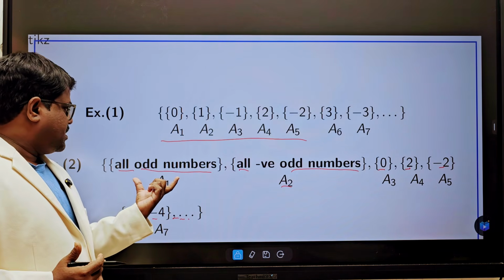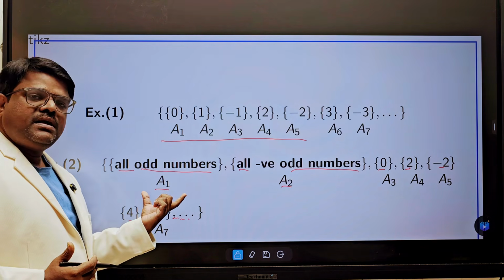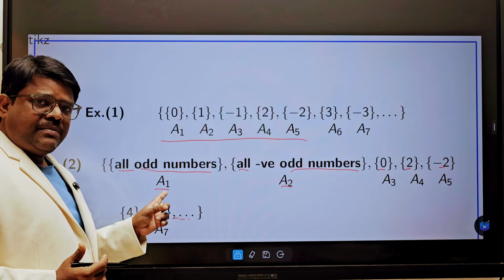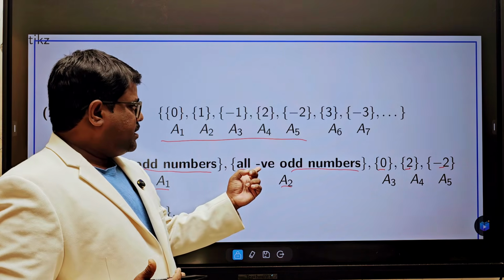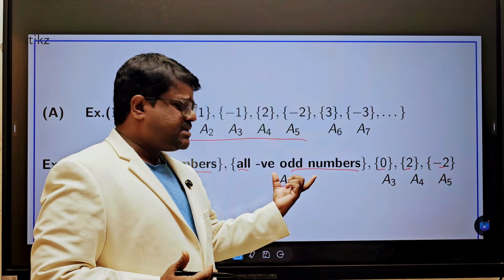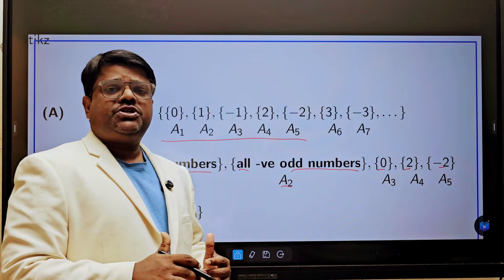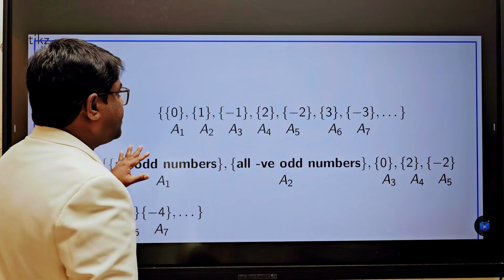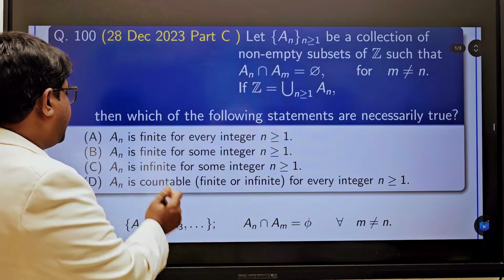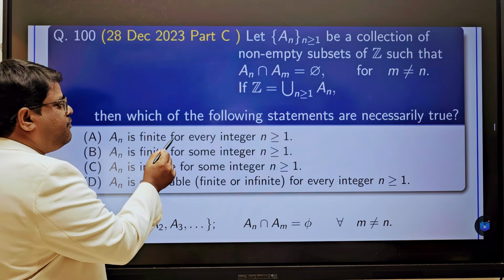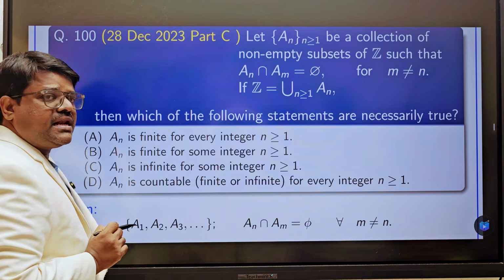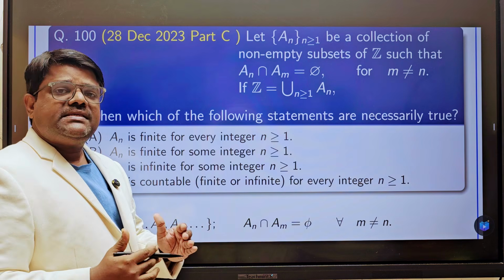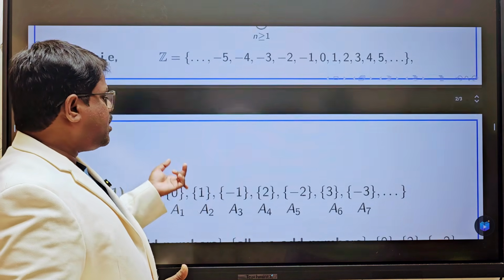Because see, all odd numbers, this is infinite. A1 I am taking all negative odd numbers, this is A2, this is also infinite. But in the question, what they are saying is that An is finite for every integer n greater than or equal to 1. Meaning they are saying this is the only one option.